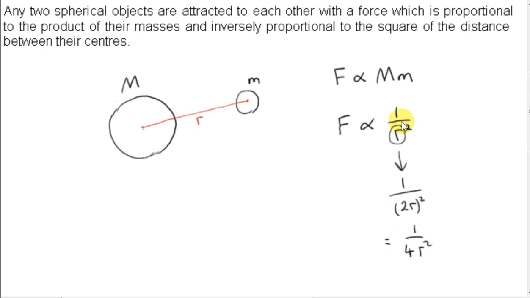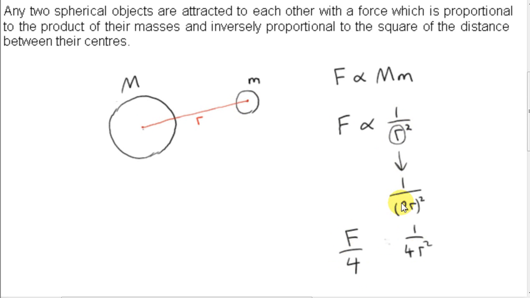So how does 1 over 4r squared compare to 1 over r squared? Well, we can see that the gravitational force has gone down by a factor of 4. So doubling the distance between the centers of the masses has the effect of reducing the force by a factor of 4. So the force that we get is only a quarter of what it was.